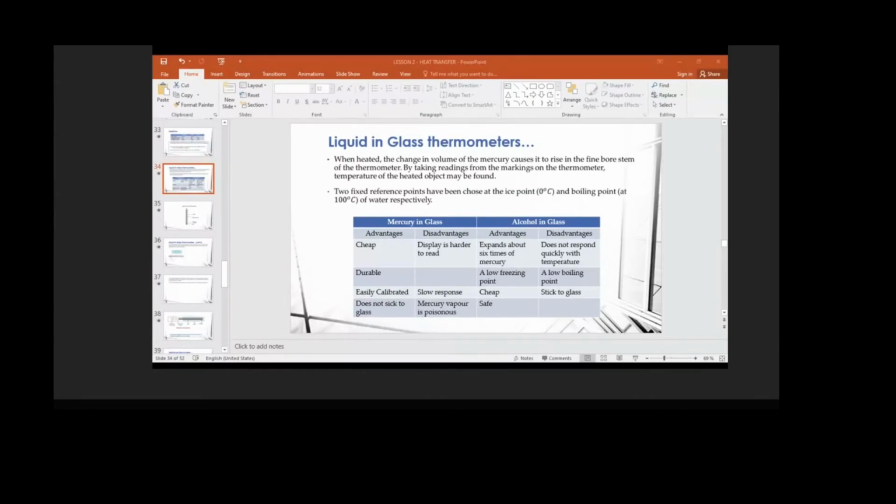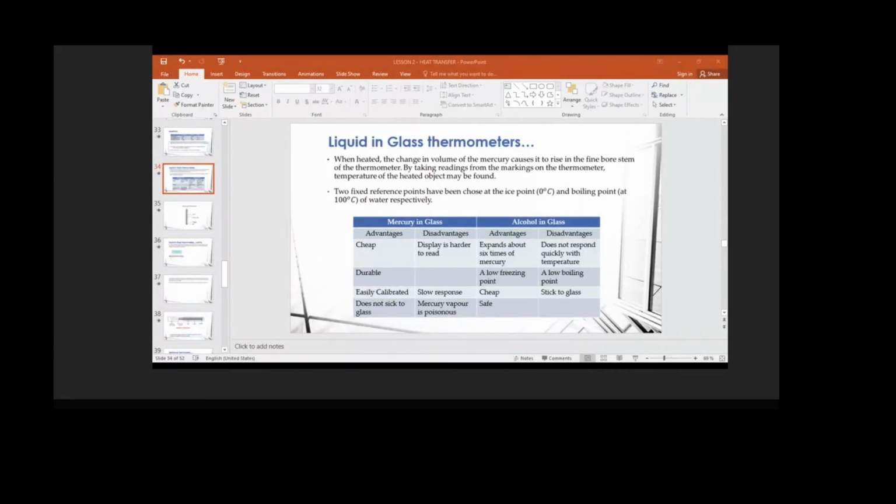All right, so you look at the advantages and disadvantages between the alcohol one and the mercury one. Let's go with advantages for the mercury. It's cheap. That's why we use them in your school labs. They're cheaper than normal. They're durable. So unless the student drops it and breaks it, it works for a very long while.